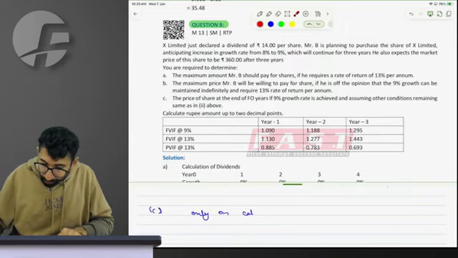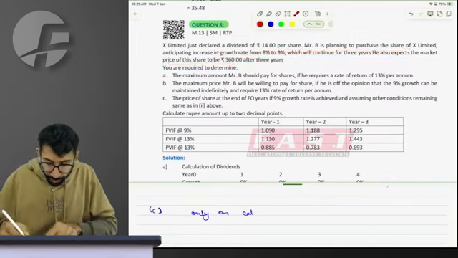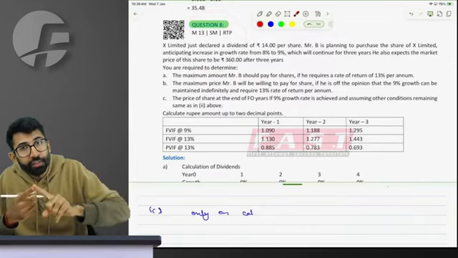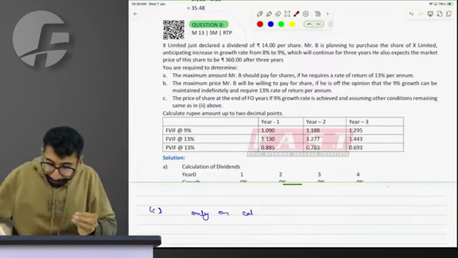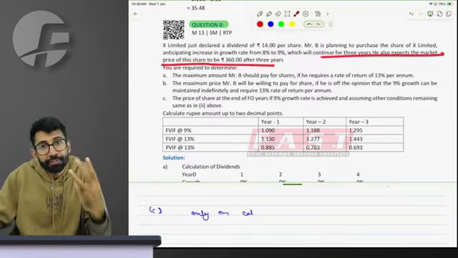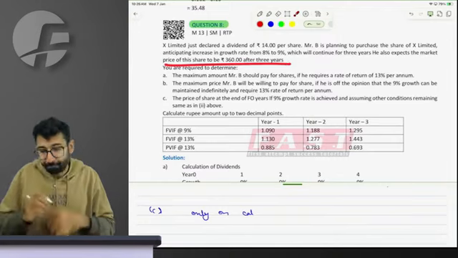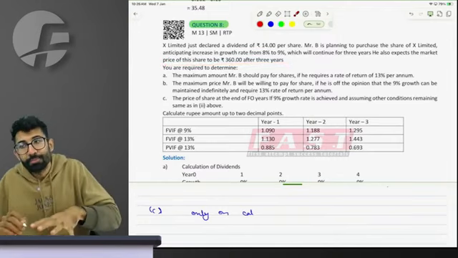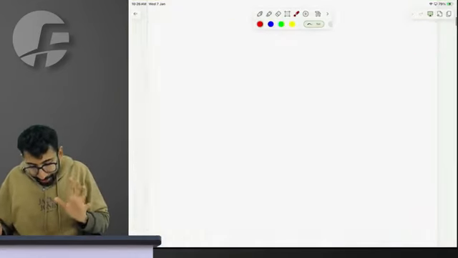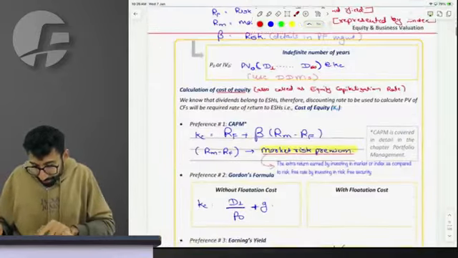Sir, in this case, do you observe something? You can mark question number 8 as a variety where the share is not held for indefinite years. The share is planned to be held for a limited period of 3 years, because at the end of the 3rd year, the selling price has been given to me. Are you understanding how this question is different from any other question? So you can mark question number 8 of your notes as a question of this category.